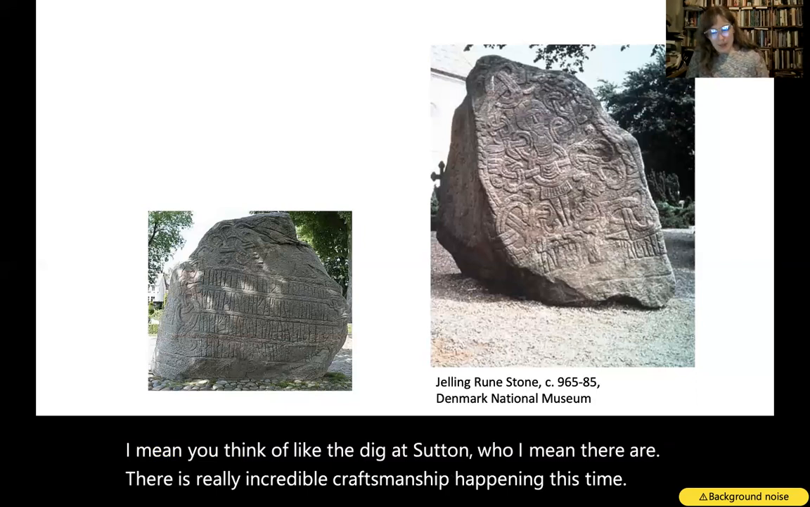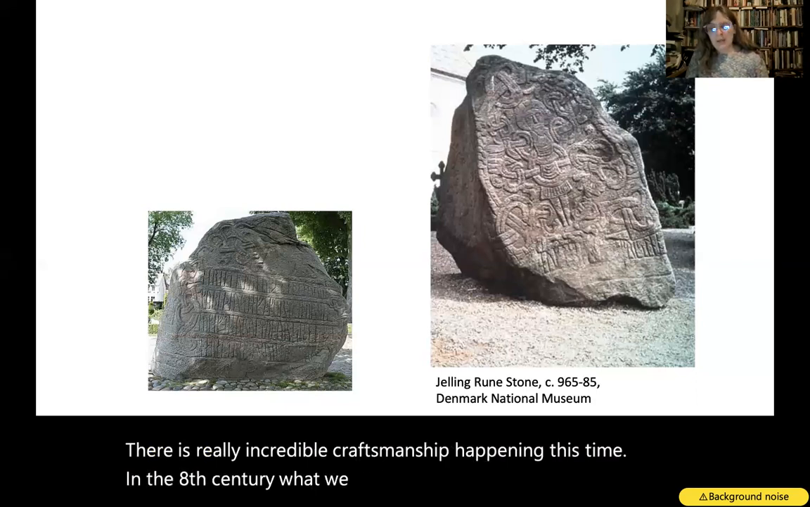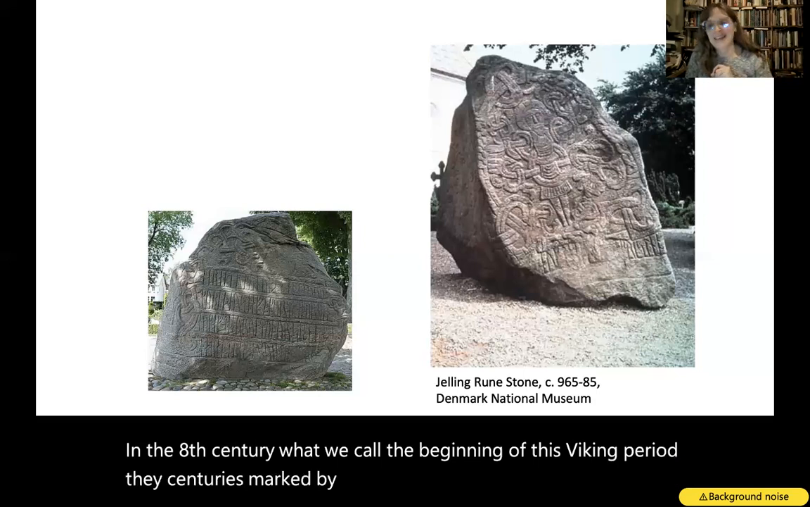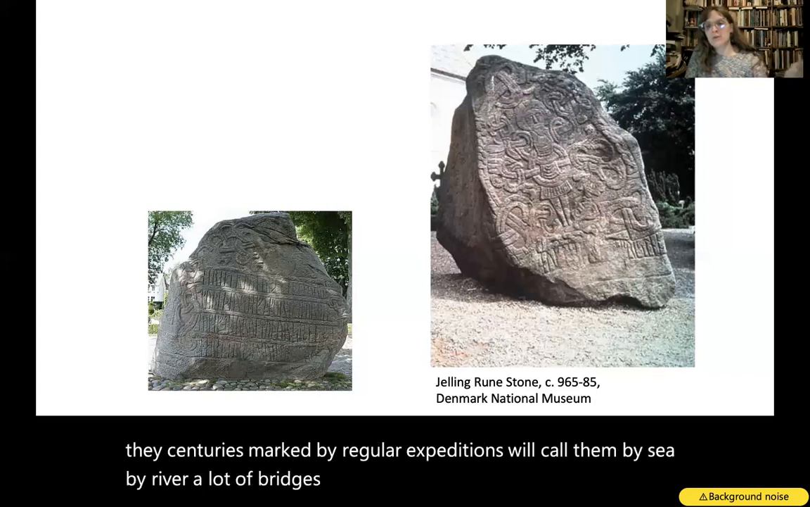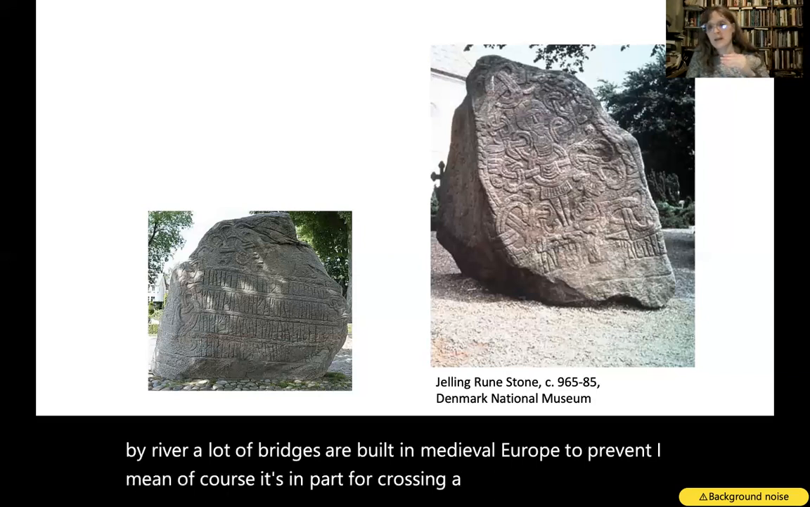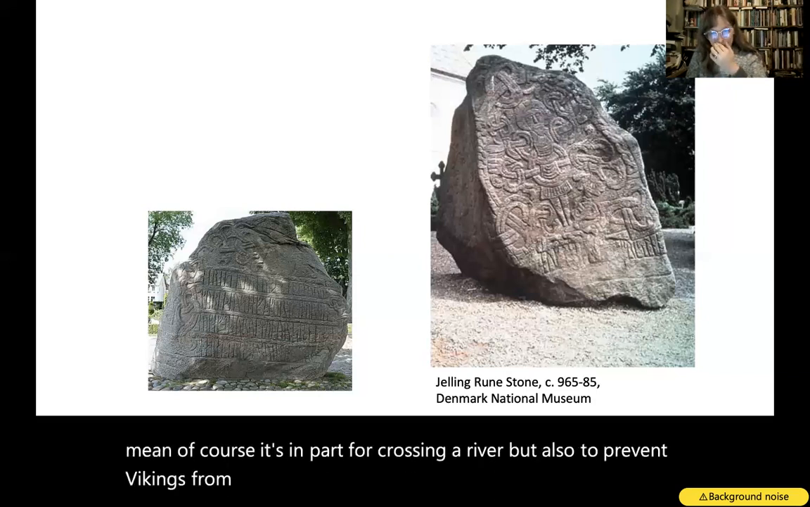In the 8th century, what we call the beginning of this Viking period, the 8th century is marked by regular expeditions, we'll call them, by sea, by river. A lot of bridges are built in medieval Europe to prevent, I mean, of course, it's in part for crossing a river, but also to prevent Vikings from coming in by river.